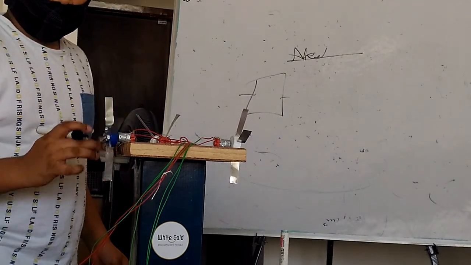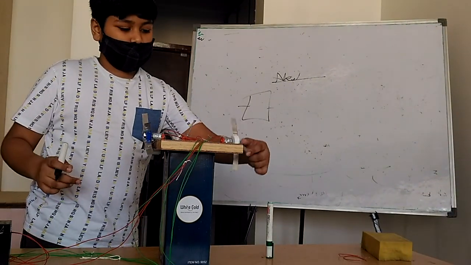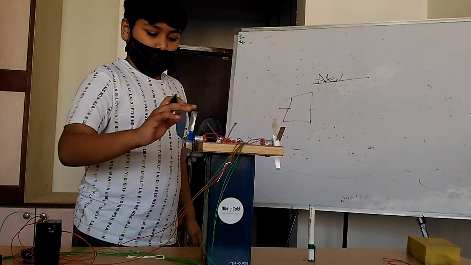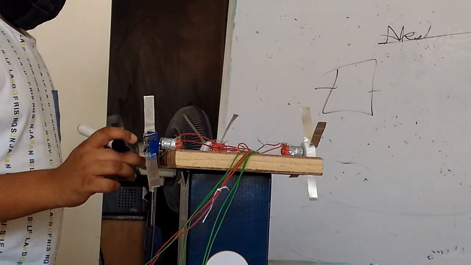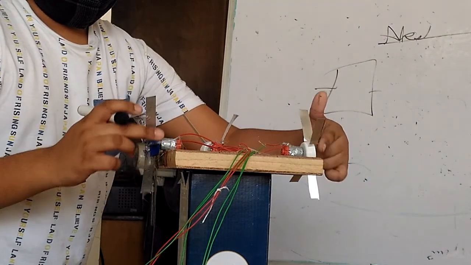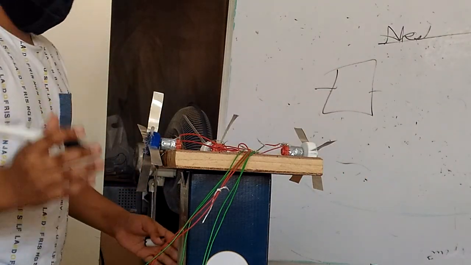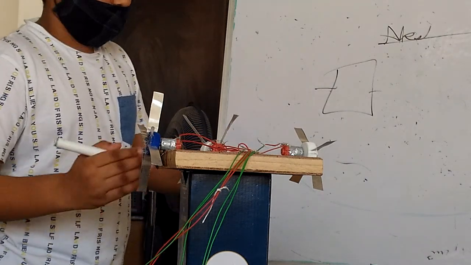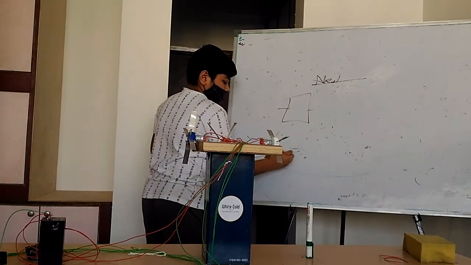When this rotates like this, force is created backward. Force is created backward, like these both are moving like this, so the force is created backward and the water is pushed backward.